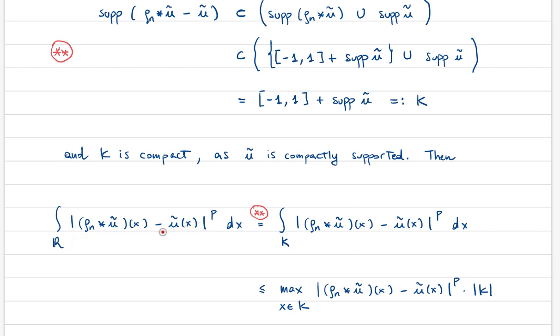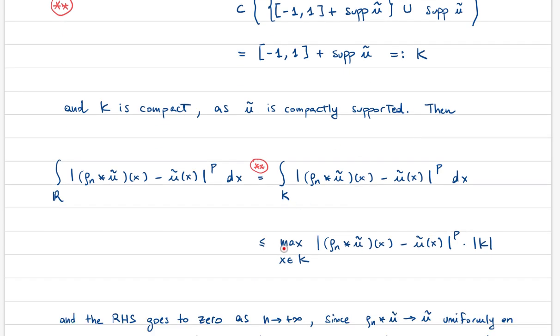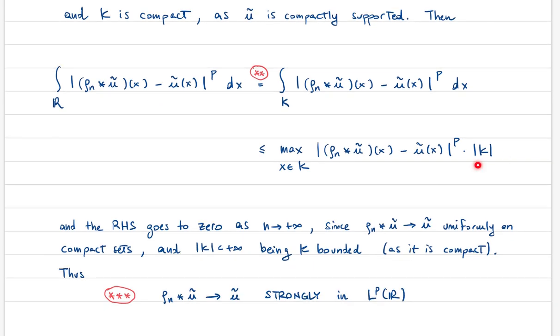So the integral disregards whatever happens outside of k, and I can just look at the integral over k. And on these compact sets here, I can just take out the infinite norm of this quantity. So this is the maximum for x in k of this difference here. And then, if I take this quantity out of the integral, I'm left with the integral of 1 on the set k, and this is just the measure of k. The measure of k is finite because k is compact.